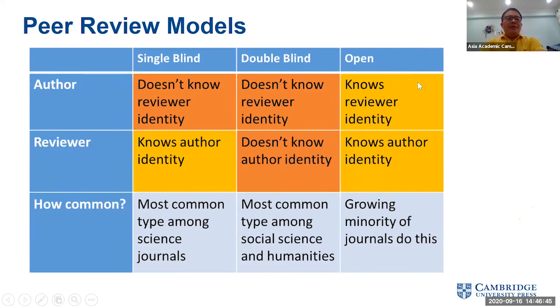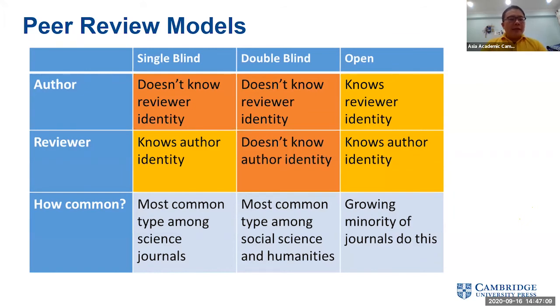Okay. So actually now I'm going to tell you the actual models, or rather the actual peer review process you can encounter. Okay. So actually there are three types. Single blind, double blind, and something which is known as open peer review. Okay. So this is how it works.